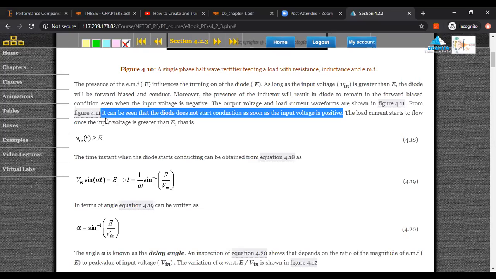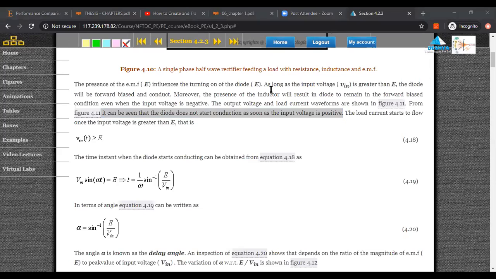Okay, so the reason behind this is, it can be seen that the diode does not start conduction as soon as the voltage is positive. After some time it conducts. Why? Because of the presence of EMF in the load.